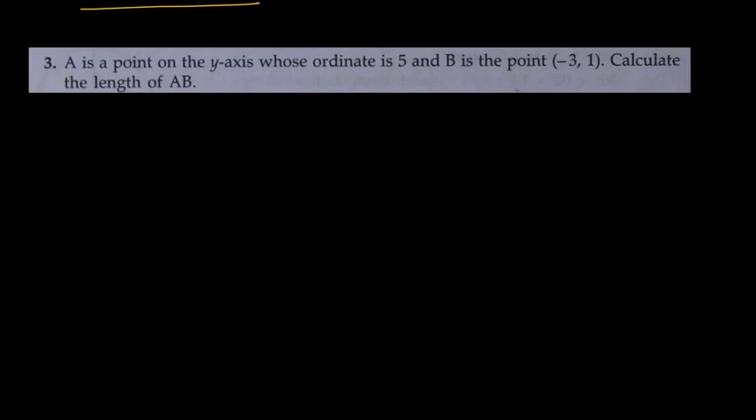Now this third question is, A is a point on y-axis whose ordinate is 5 and B is a point minus 3, 1. Calculate the length of AB. So pause the video and try yourself. Here A is 0, 5. It is on y-axis, so its x coordinate is 0, and B is minus 3, 1. Now you can find the distance AB.